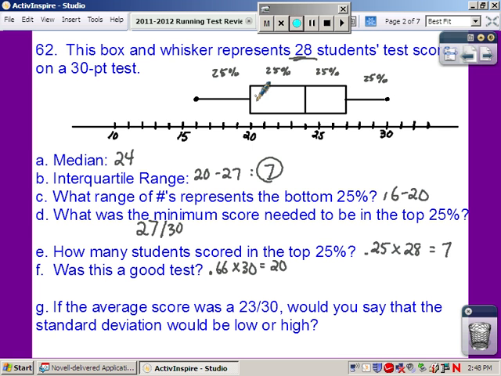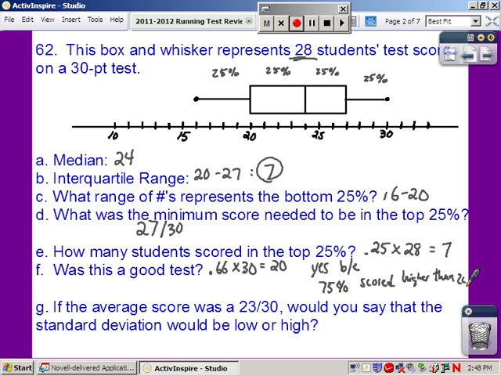So let me go down here. This is the bottom 25% right here. This means right here 75% and above. So actually where 20 is, the passing score, it says 75% of the people scored better than the passing score. So we would say, yes, it was, because 75% scored higher than 20.